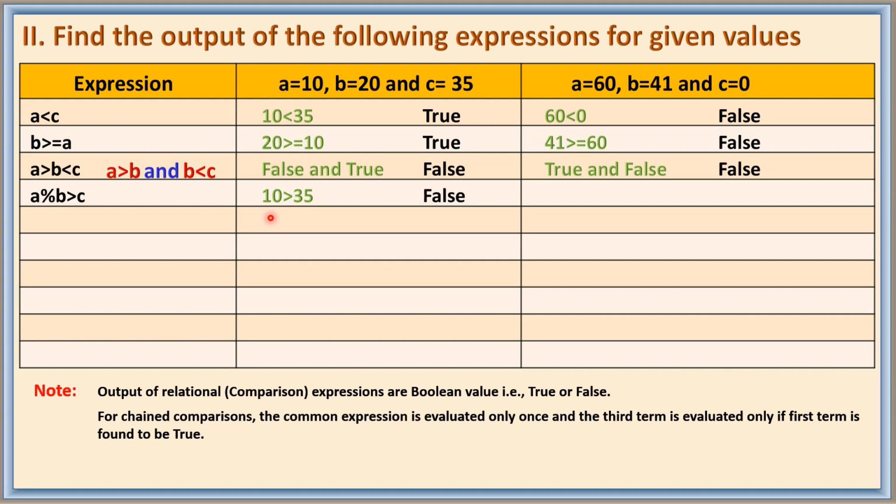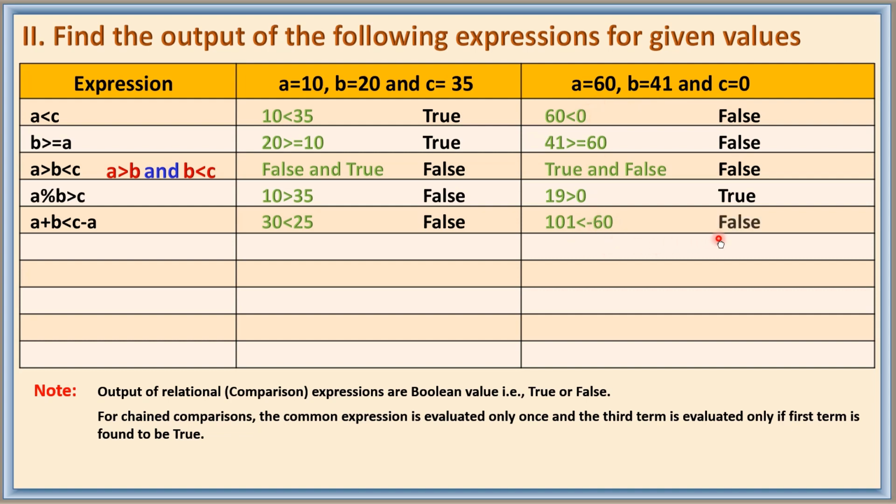In the next set of values, 60 modulus 41. It will go one time, and 19 will remain. So 19 is greater than 0, which is true. Next we have a plus b is lesser than c minus a. The relational operator has lower precedence, and plus and minus have higher precedence. So a plus b will be evaluated first, that is 30, and then c minus a, which is 25, so 30 lesser than 25 is false. Here 101 is lesser than c minus a, 0 minus 60, which becomes minus 60.